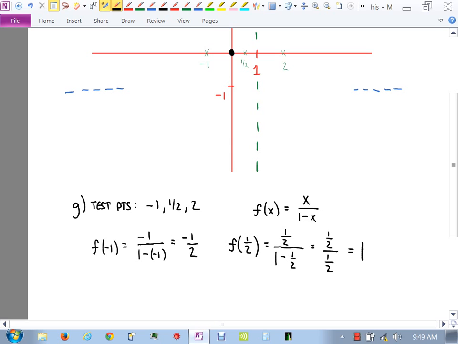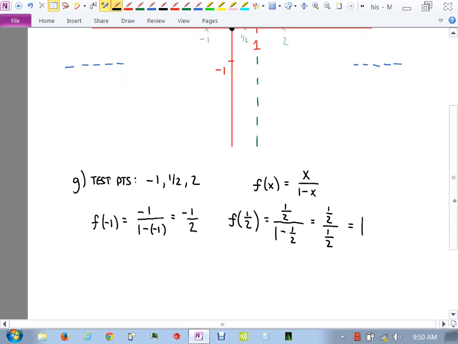Now, at any point, you're allowed to use your calculator. These functions will become more complicated. So just understand that I expect that everyone can plug a number into a function at this point and get the correct answer. And then the next test point would be what? 2. So 2 over 1 minus 2 is 2 over -1, which is -2.